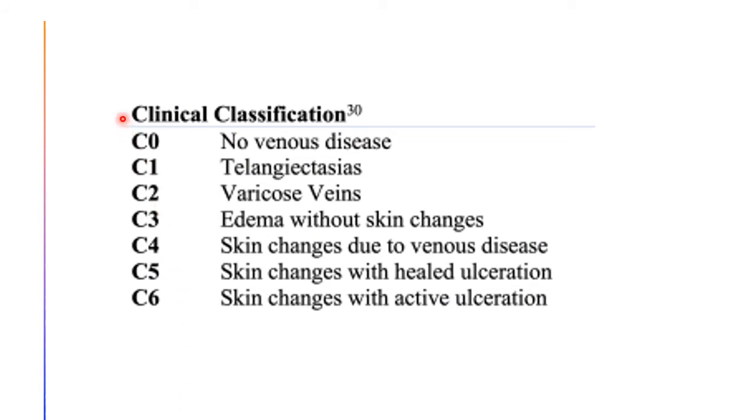This slide shows you a clinical classification of varicose veins. C0 is when there's no venous disease, and C6, the other extreme, is when there are extensive skin changes with active ulceration. C1 to C5 are different grades of the disease between the two extremes.